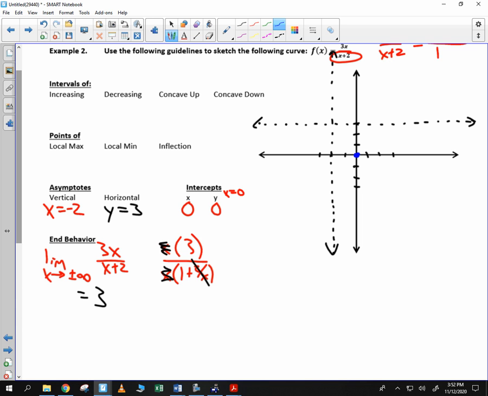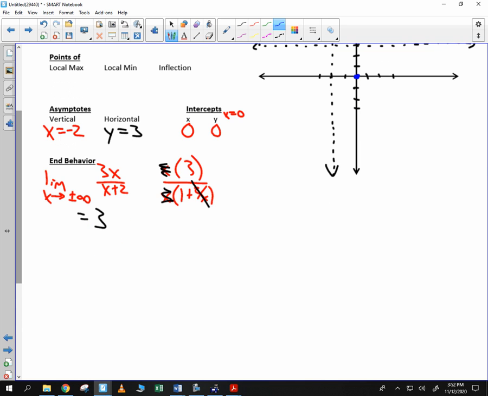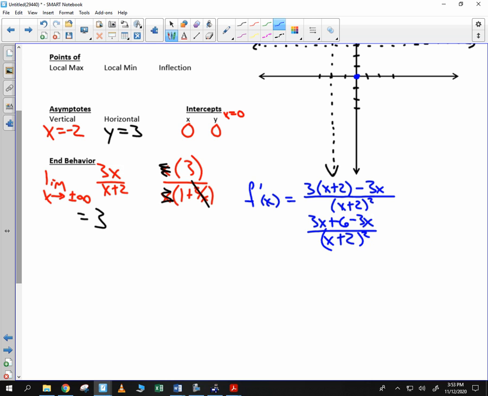But to figure out the other characteristics, let's find the first derivative. And I must use, in this case, the quotient rule. Derivative of the top is 3 times the bottom, x plus 2, minus the top times the derivative of the bottom, which is 1, divided by the bottom squared. I get 3x plus 6 minus 3x over x plus 2 quantity squared, or 6 over x plus 2 quantity squared.